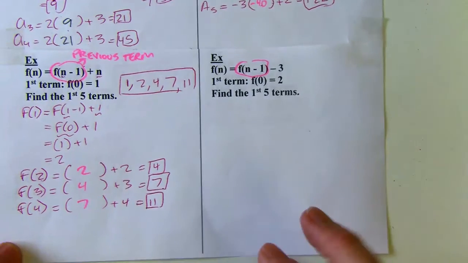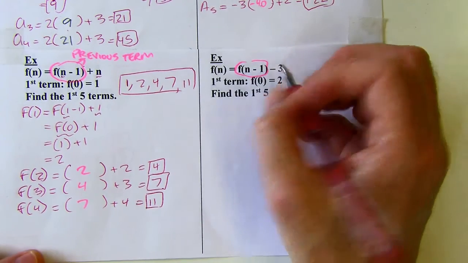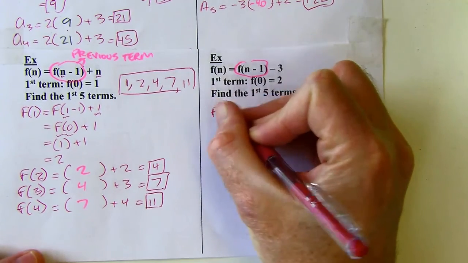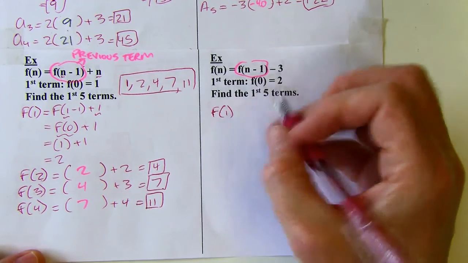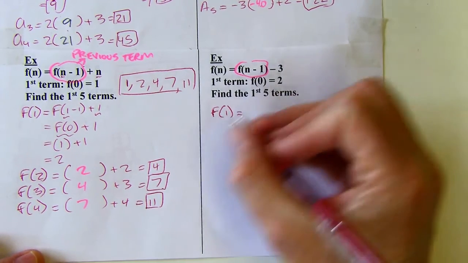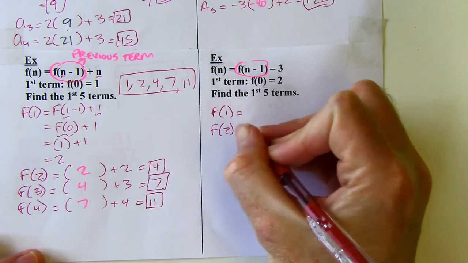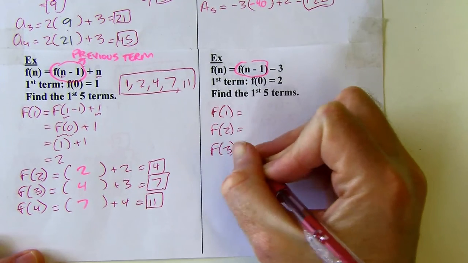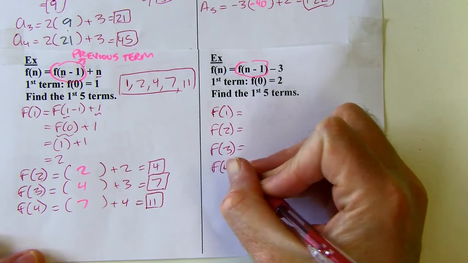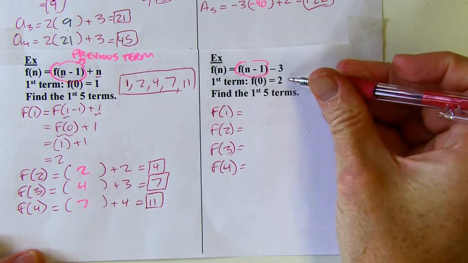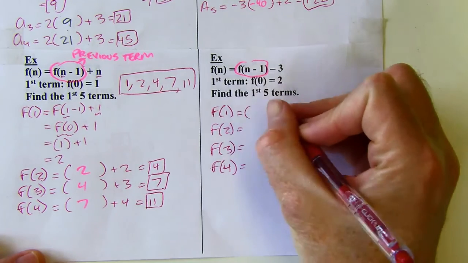Okay, so let's try another here. This is just going to be my previous term minus 3 for each one of these. So the first term is f of 0, so the second term is going to be f of 1, f of 2, f of 3, and f of 4. I already got that first term there, right? So it's always my previous term minus 3.